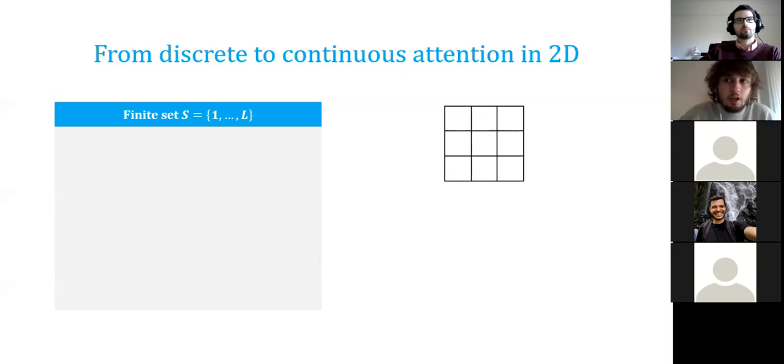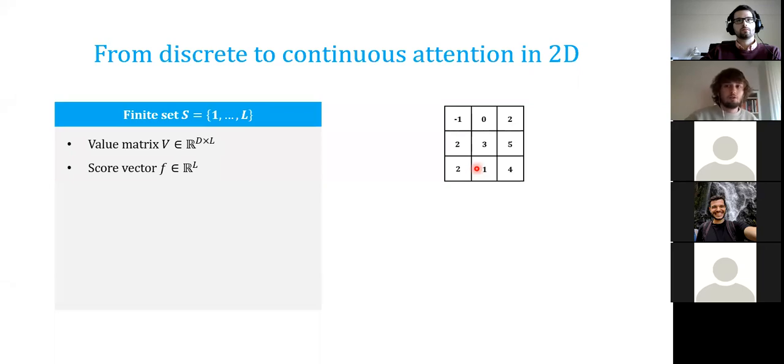So usually an image is split in L regions, for instance, these pixel regions, and it is represented by a value matrix V, or a feature matrix if you want, whose columns contain representations for each region. A discrete attention mechanism first computes a score vector F with one score per each element, in which high values correspond to more relevant parts of an image.